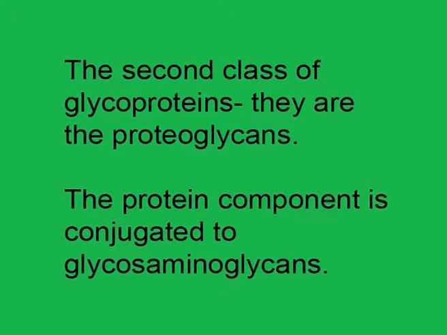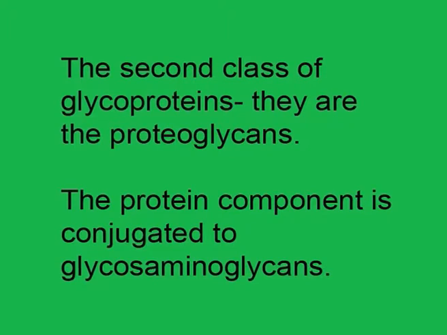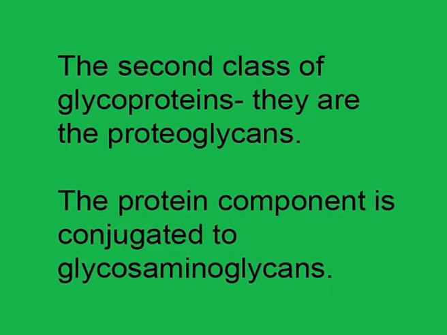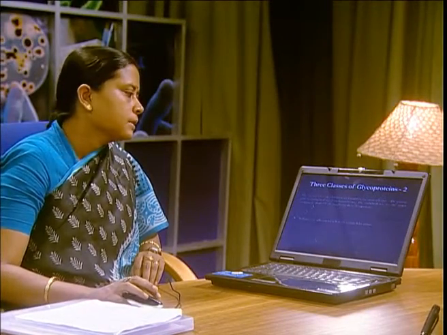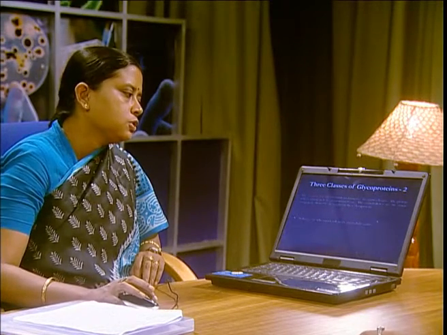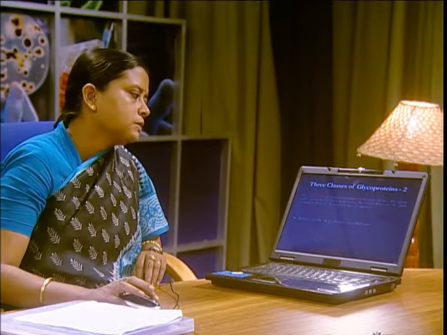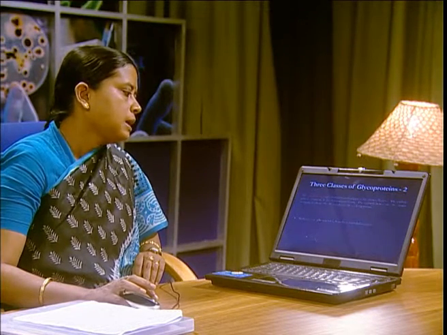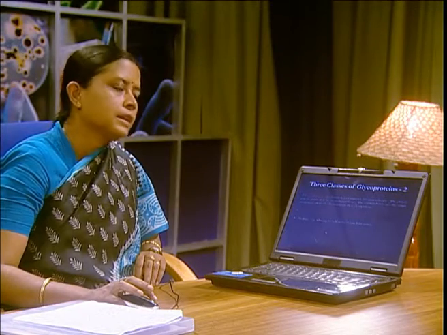The second class of glycoproteins are the proteoglycans. The protein component is conjugated to glycosaminoglycans. So here the carbohydrate part is prominent, and carbohydrates are the major components of these glycoproteins. The difference is quite evident: about 95% by weight of these glycoproteins is carbohydrate. They function as lubricants and structural components in connective tissues, mediating the adhesion of cells to the extracellular matrix and binding to factors that stimulate cell proliferation.